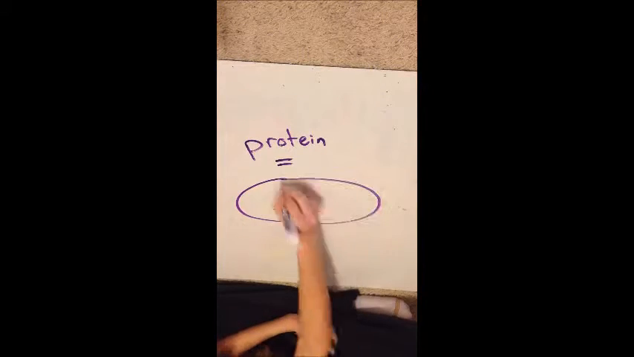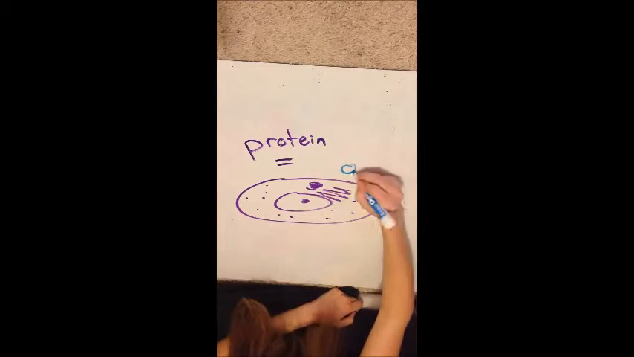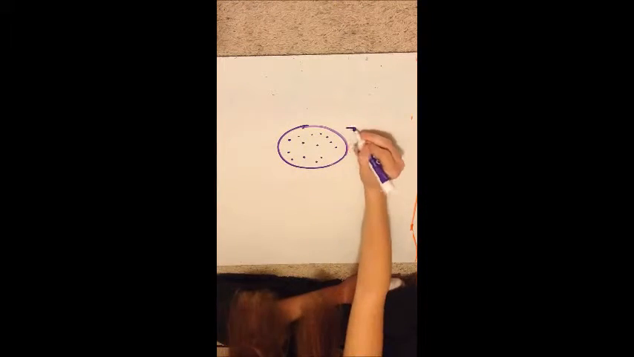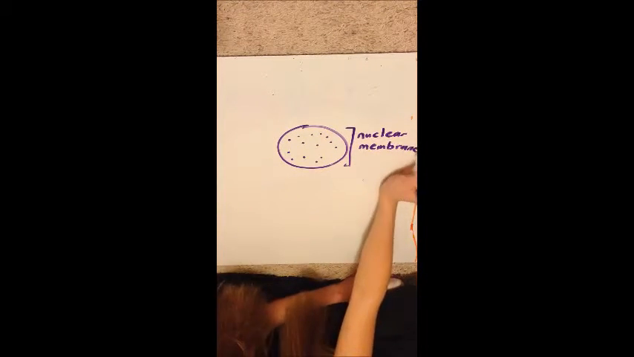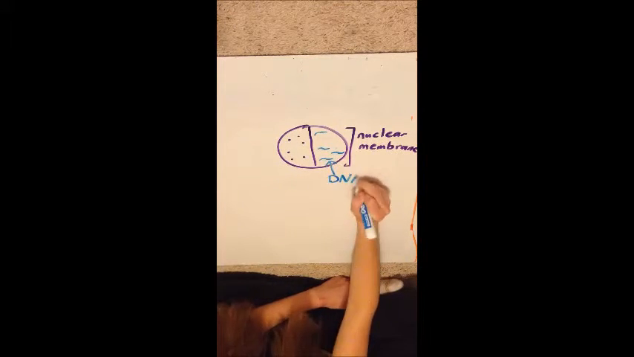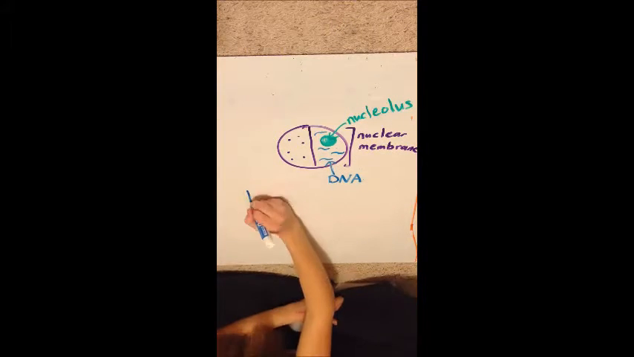A cell has 3 tasks: form proteins, create energy, and make more cells. I help make sure every task gets done. I'll show you. Let's start at the control center of the cell, the nucleus. The nucleus has a nuclear envelope consisting of a porous double membrane. Inside is DNA and the nucleolus.